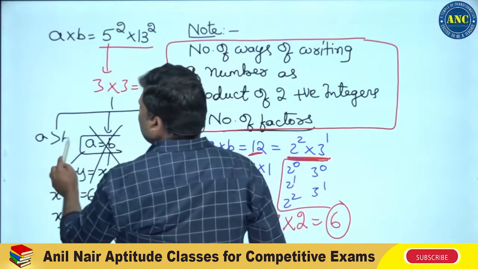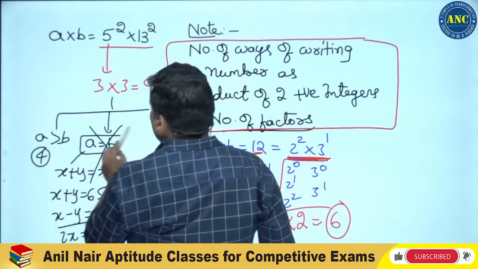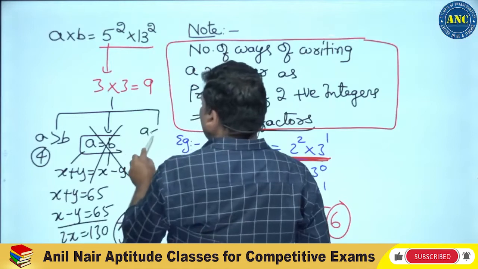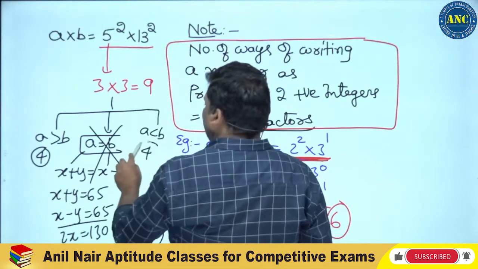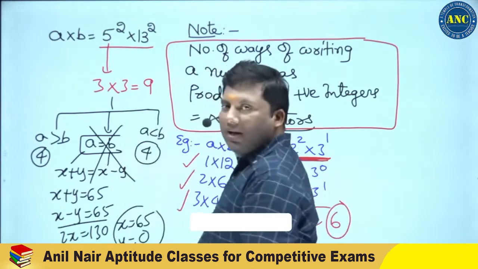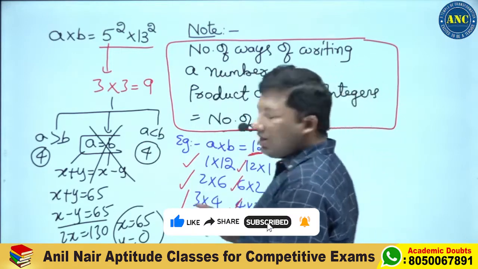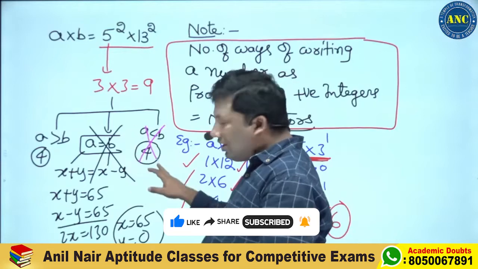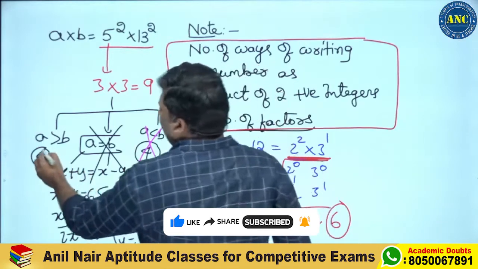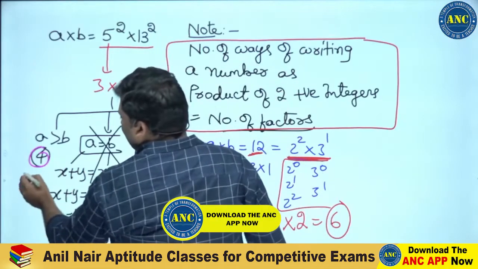The remaining 8 cases split: 4 cases will have A greater than B, and 4 cases will have A less than B. Can the sum of two natural numbers be less than their difference? No. So the answer for this question is 4, which we discussed.